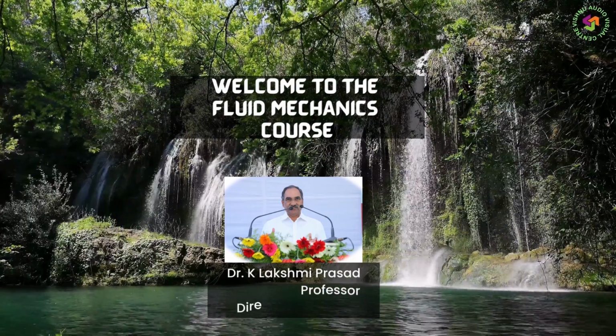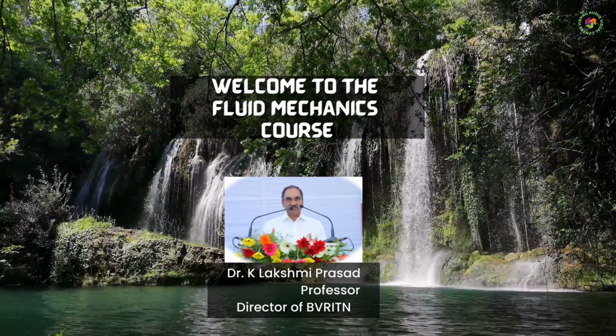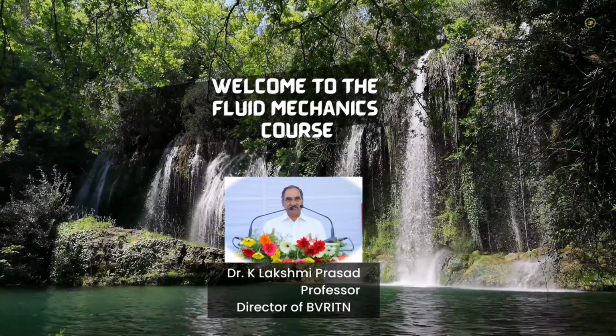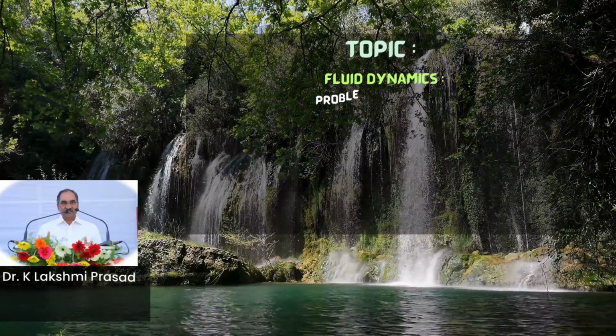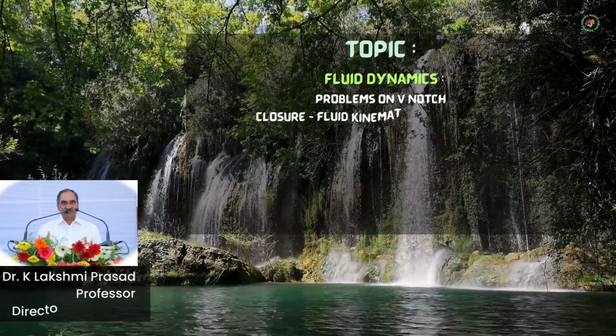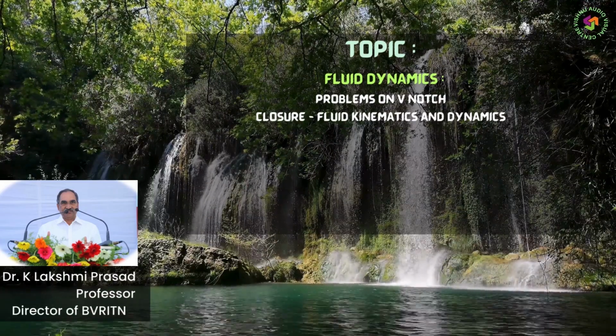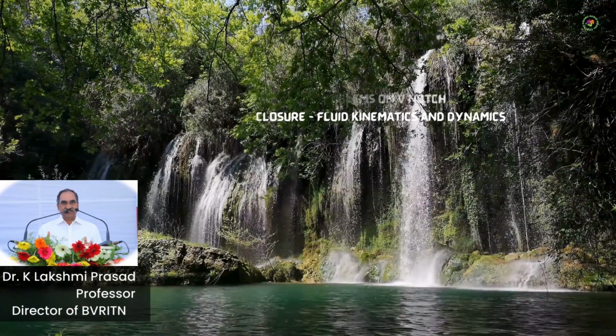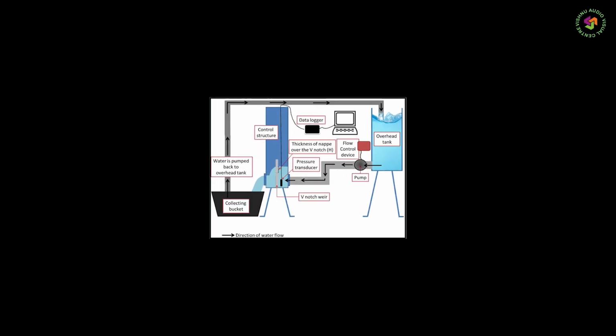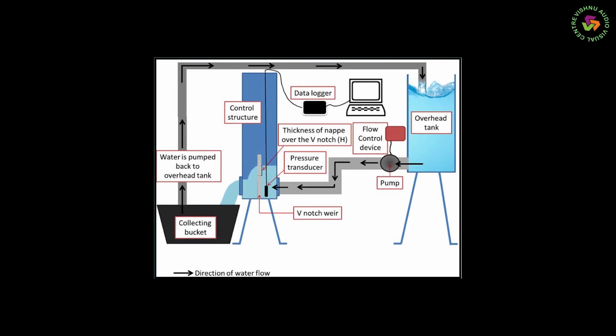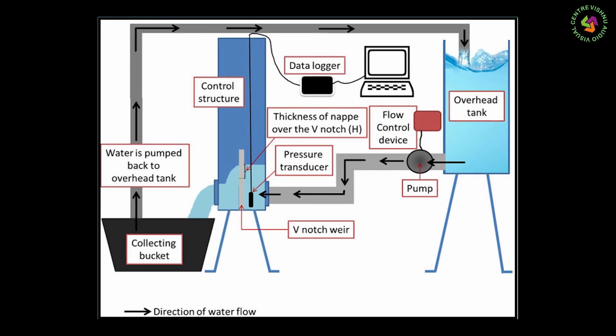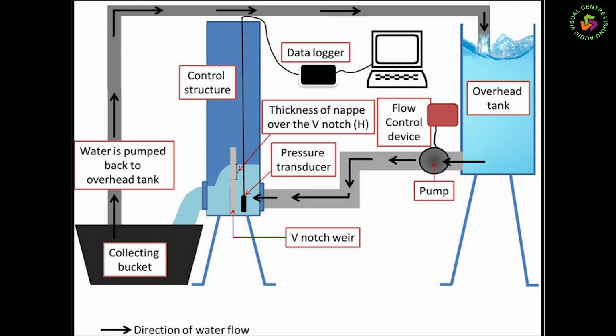In this lecture, we will discuss some of the problems related to the triangular notch, that is, the V notch. In yesterday's lecture, we discussed how to determine the discharge flowing over a triangular notch, and we derived the equation for the discharge: Q actual is equal to CD into 8 by 15 root 2g tan theta by 2 into h to the power of 5 by 2.